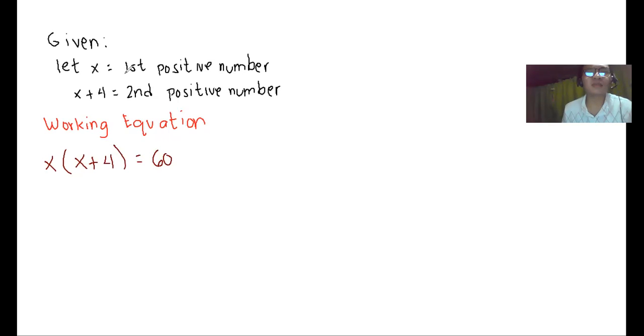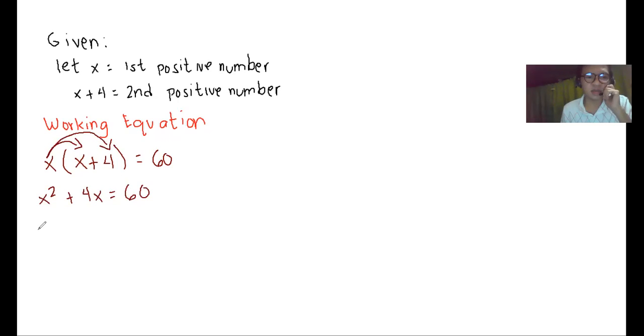Okay, so let's apply this. Let's distribute and multiply. x times x is x squared. x times positive 4 is positive 4x, equals 60. Since we are gearing toward factoring, we need to transfer 60.